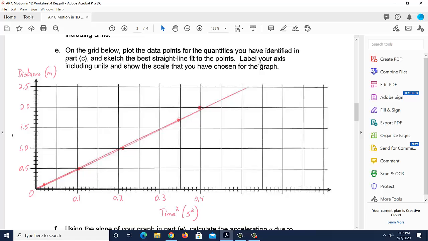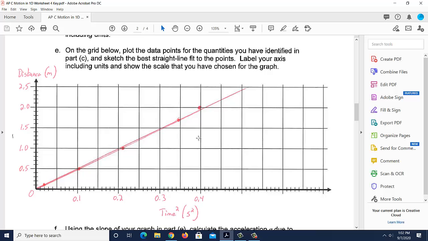Make big points. And then it says, often this is a separate question, but in this case it says sketch the line of best fit to the points. Notice how I have points. Notice how I draw a single straight line, right? And notice how some of my points are touching, some of my points are a little off. That's just going to depend on the data they give you.